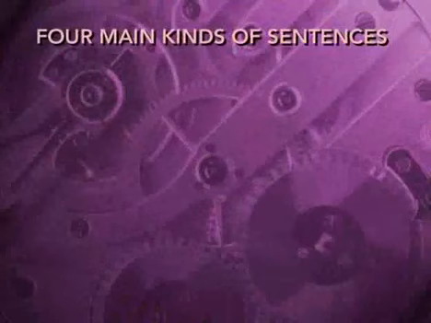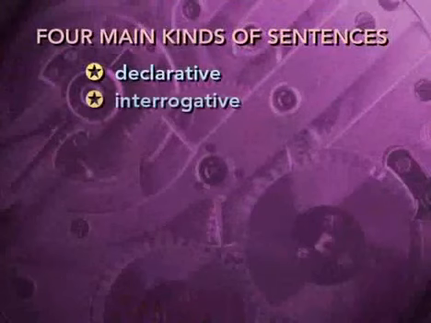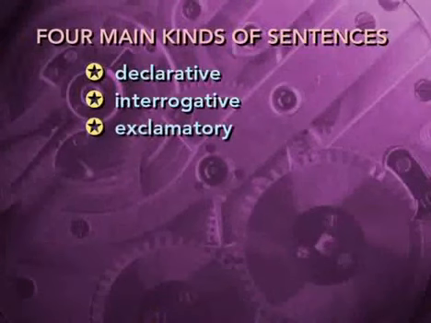But in any case, the punctuation mark is necessary at the end of the sentence because it makes it easy for the reader to see when one sentence ends and the next one begins. Now, in English, there are four main kinds of sentences: declarative sentences, interrogative sentences, exclamatory sentences, and imperative sentences. Let's define each one and look at an example.